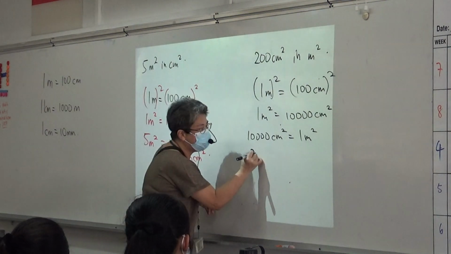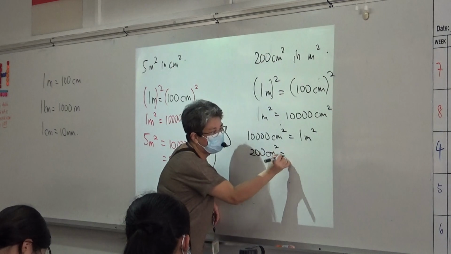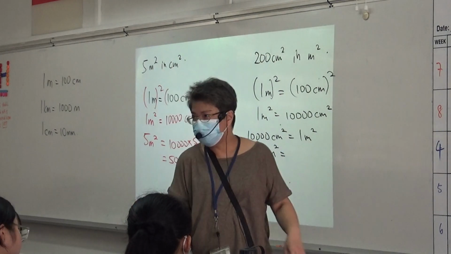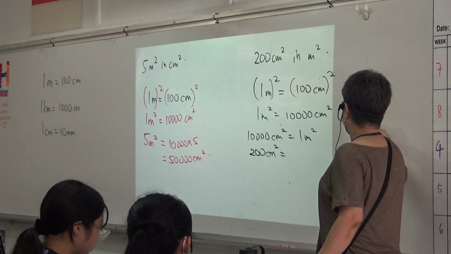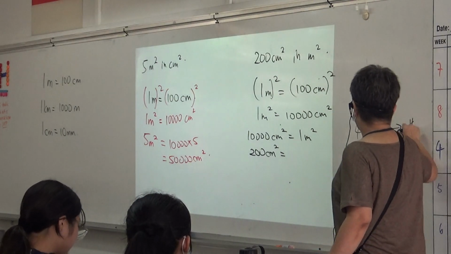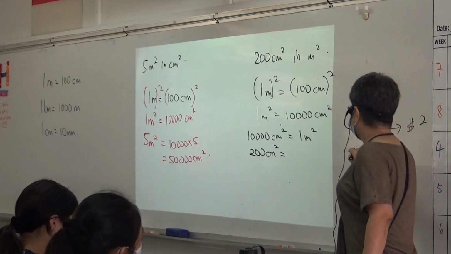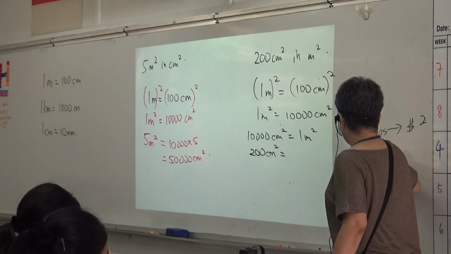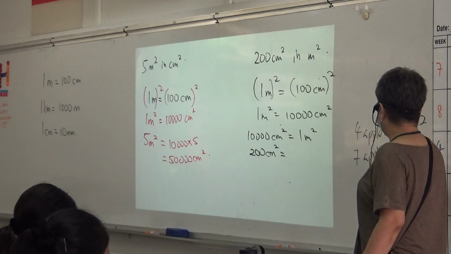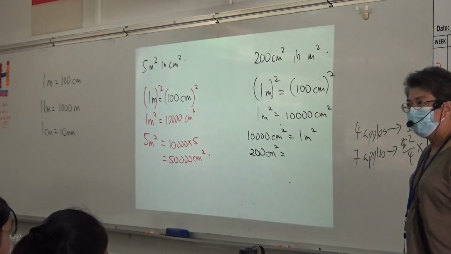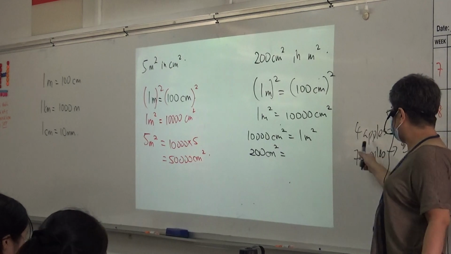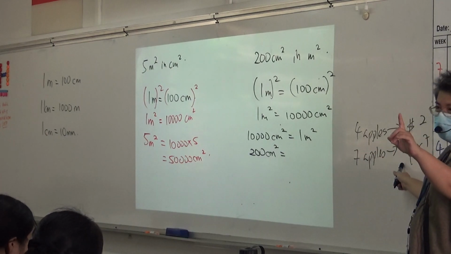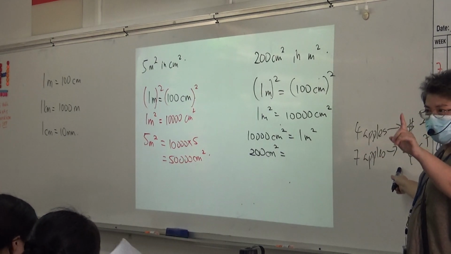So now I have 200 cm square. Remember I did this before? 4 apples cost maybe $2. Then 7 apples will cost 2 over 4 times 7, right? This over this times this, right? When I take this over this, what does it give me? 1 apple, right? Then I times 7 apples.